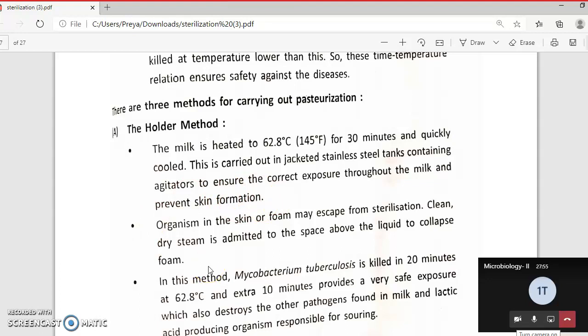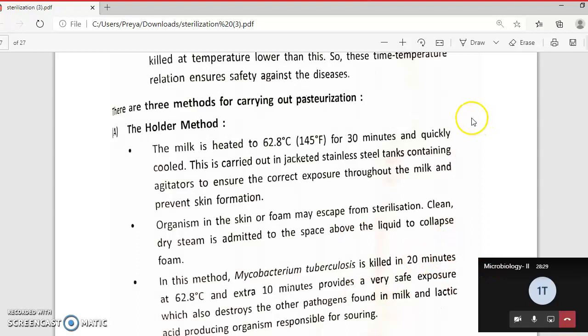Now if it leads to skin formation, what happens? You often see foam on top of milk if it has been stirred too much, right? If you pour milk very fast, foam forms on top. So because of the presence of foam or skin, organisms escape, right? They will not come in contact with the steam or heat during sterilization.